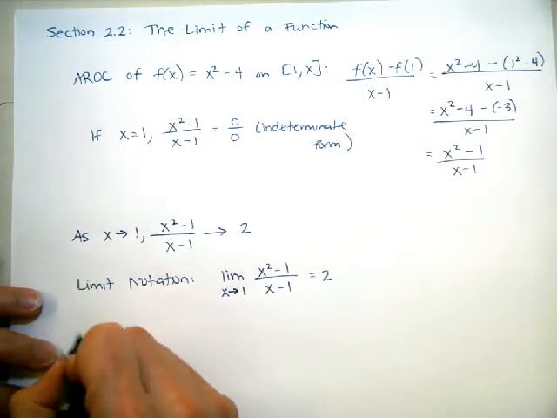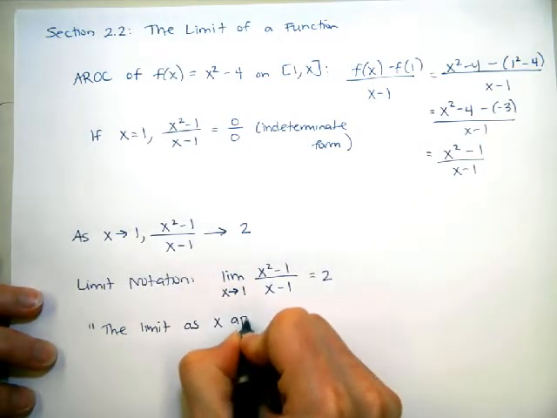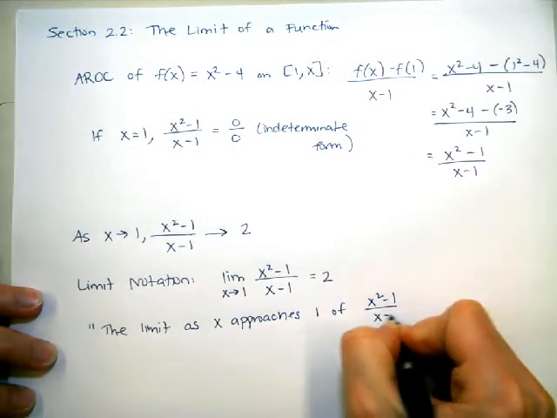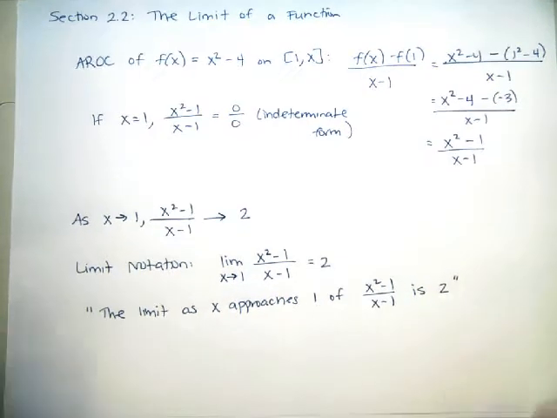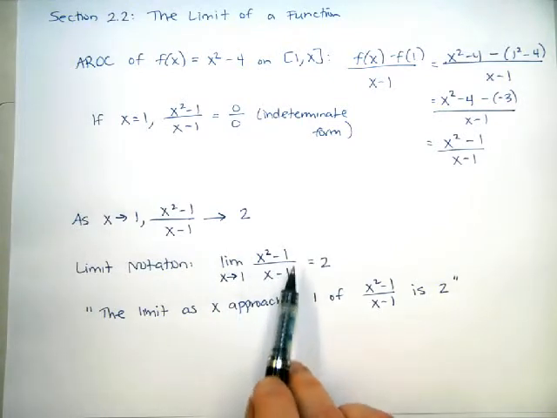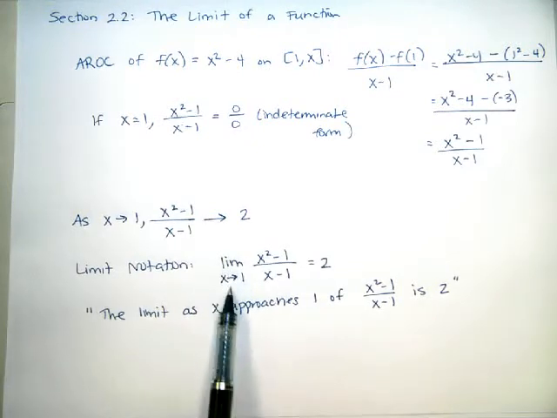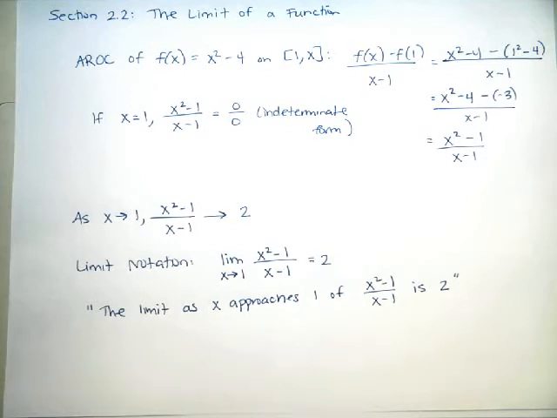So the way that we would actually read this out loud is the limit as x approaches 1 of x squared minus 1 over x minus 1 is 2. That's how we would read that out loud. Another way you could read it, if you wanted to, is you could say the limit of x squared minus 1 over x minus 1 as x approaches 1 is 2. So you can reverse the order a little bit. This is the way I tend to do it, because it follows the left to right reading path. So the limit as x approaches 1 of that expression is 2.